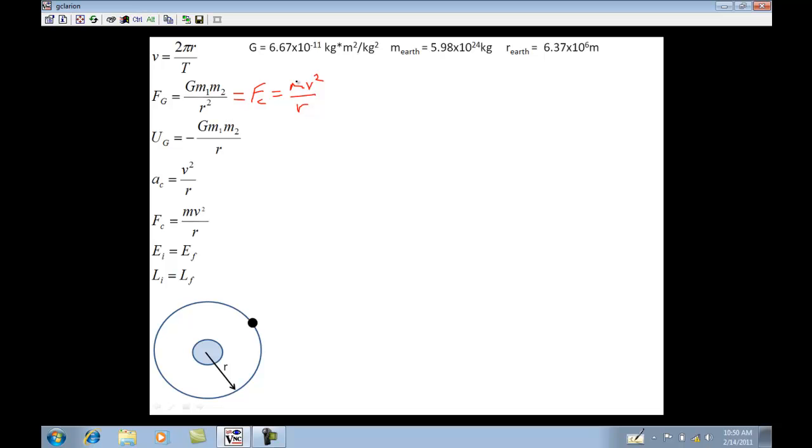Lowercase m. What I'm actually going to do is set that equal to big G, big M, little m over r squared. And I'm going to solve that for V. So if I solve this equation for V, this is what I get. V is equal to the square root of big G, big M over R. So this is a really important equation. This gives us a relationship of V in terms of R.